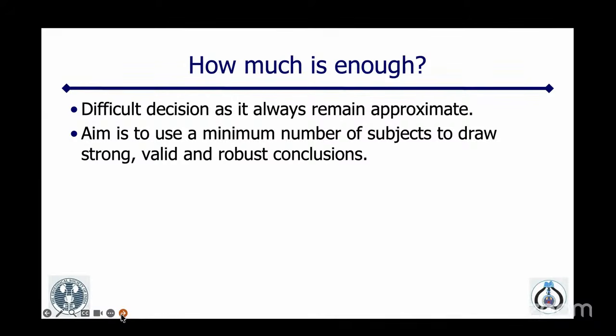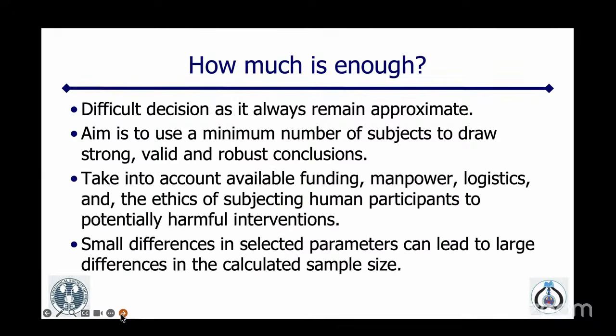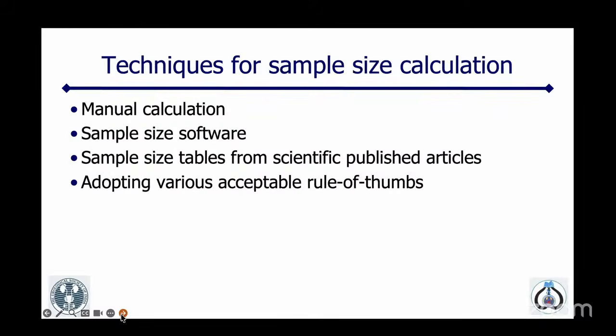The aim is to have minimum number of subjects which give us a strong and robust conclusion. We also need to take into account our funding, manpower, logistics. It is no use trying to bite more than what we can chew. Next. There are various ways of sample calculation. We'll come to that later.